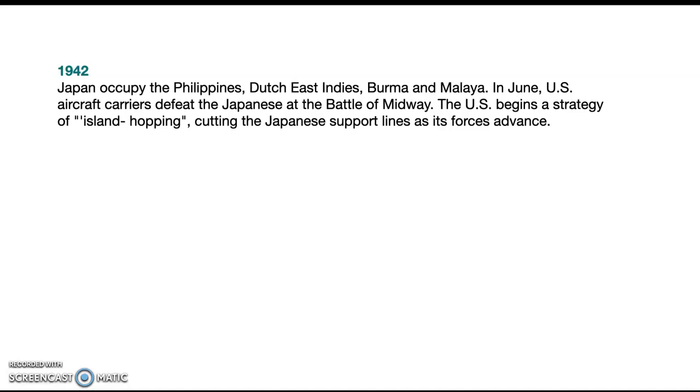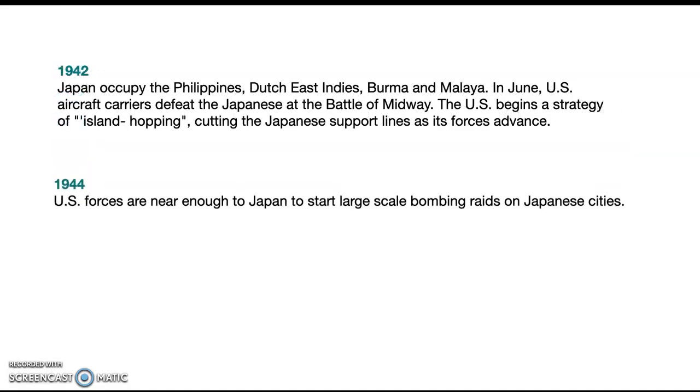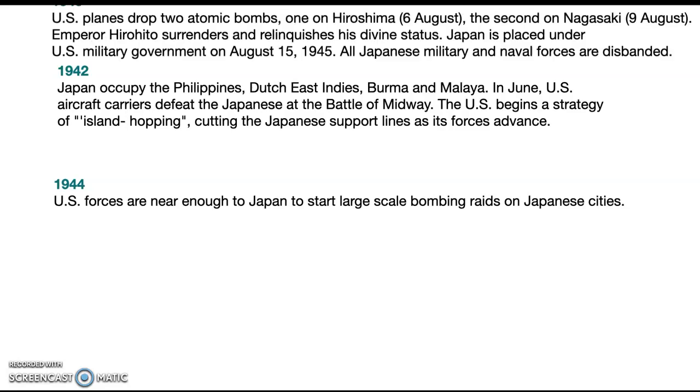In June, U.S. aircraft carriers defeat the Japanese at the Battle of Midway. That was a turning point in the war between the U.S. and the Japanese, the Pacific War. The U.S. begins a strategy of island hopping, cutting the Japanese support lines as its forces advance. U.S. forces are near enough to Japan in 1944 to start large-scale bombing raids on Japanese cities.